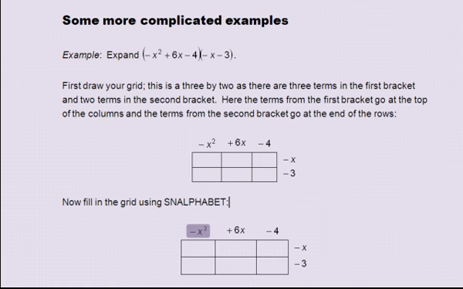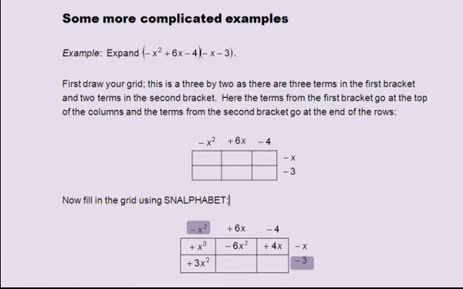Minus x squared multiplied by minus x gives plus x cubed. Plus 6x multiplied by minus x gives minus 6x squared. Minus 4 multiplied by minus x gives plus 4x. Minus x squared multiplied by minus 3 is plus 3x squared.